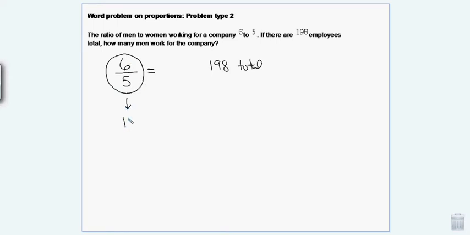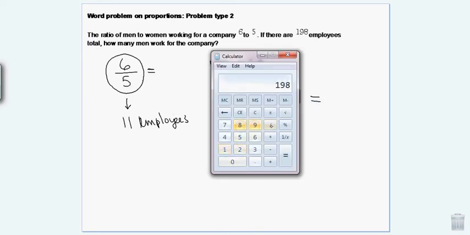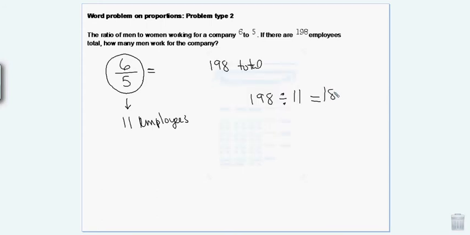For every 6 men and 5 women, that's 11 employees. We have 198 total employees, and I'm going to divide that by 11 because there are going to be groups of 11 employees each with 6 men and 5 women. So 198 divided by 11 is 18. So there are going to be 18 groups of 6 men and 5 women.